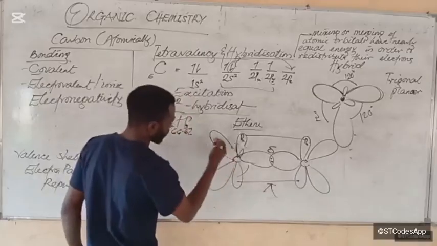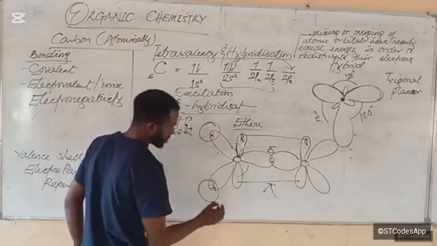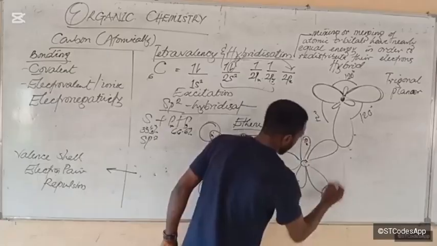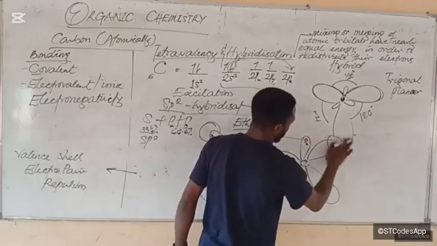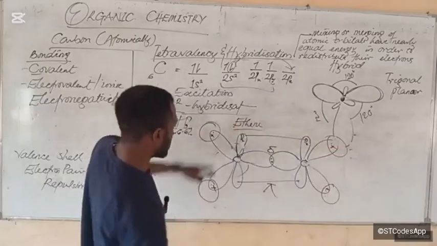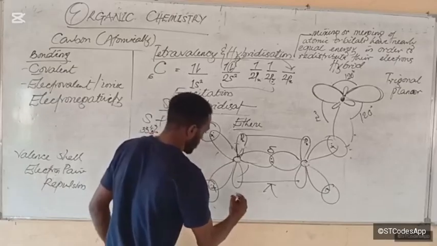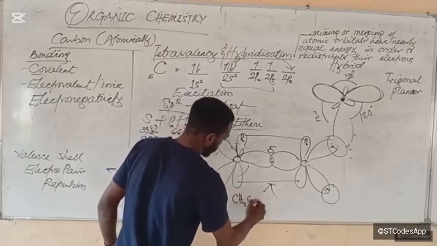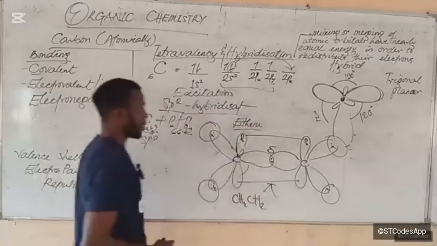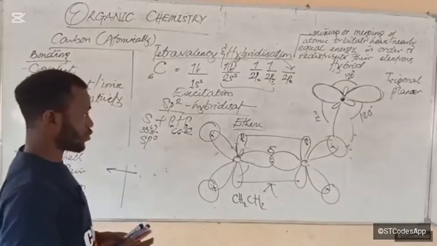While here, we now have the hydrogen, which is going to attach itself here. Hydrogen will attach itself here, here, and here. Okay, so now we have the shape of our ethene molecule. This is ethene, CH2CH2. All right, so this is how it is formed geometrically.